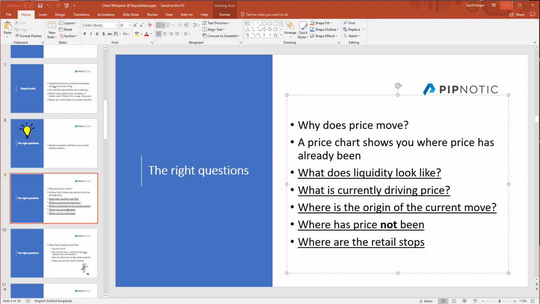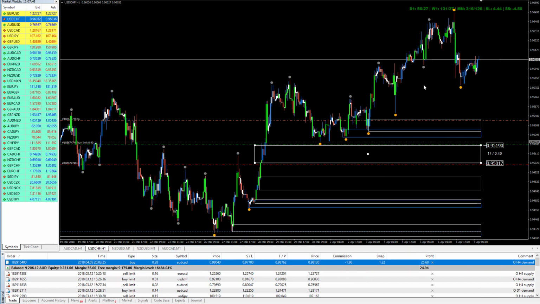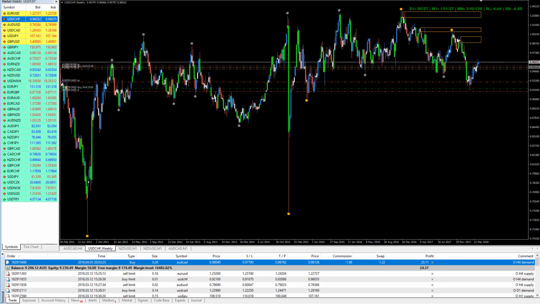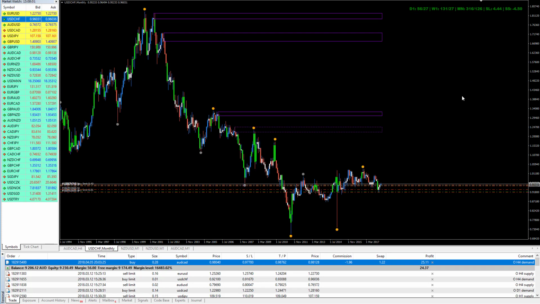Where is the origin of the current move? We just talked about the origin of the current move. On the smaller time frames, this is going to be the current move. But on the weekly chart, this is going to be the current move. On the monthly chart, it's the same. This is going to be the current move.